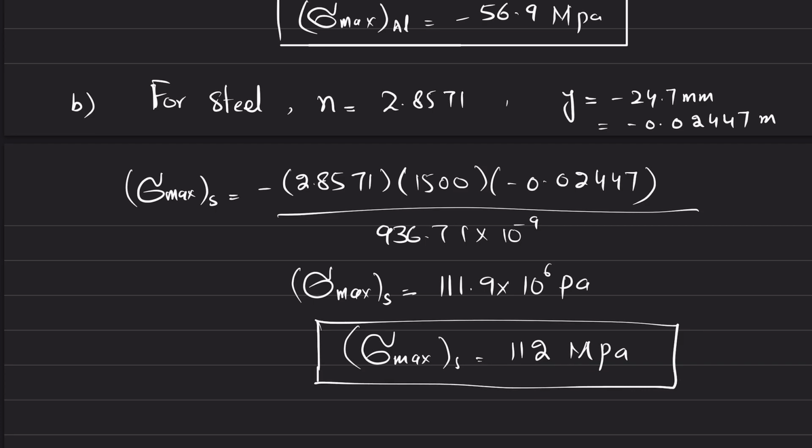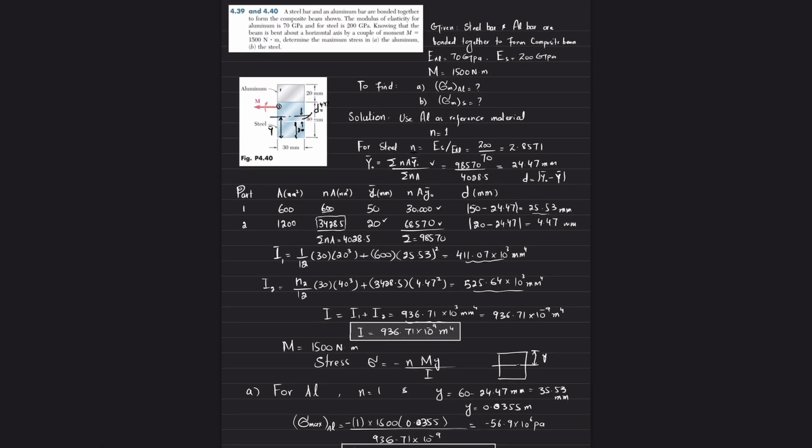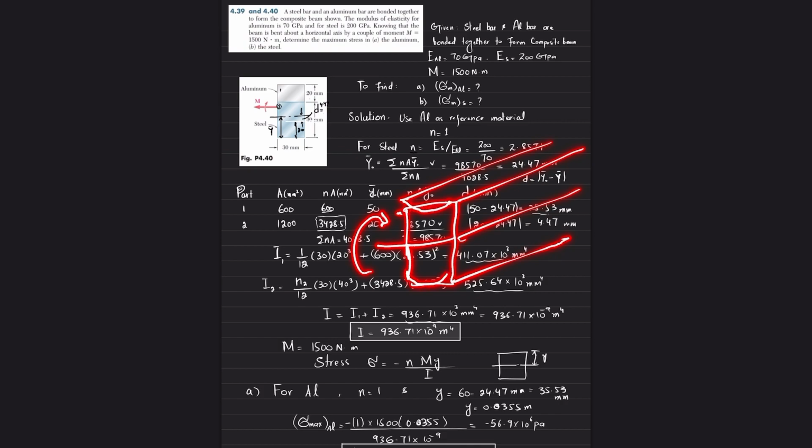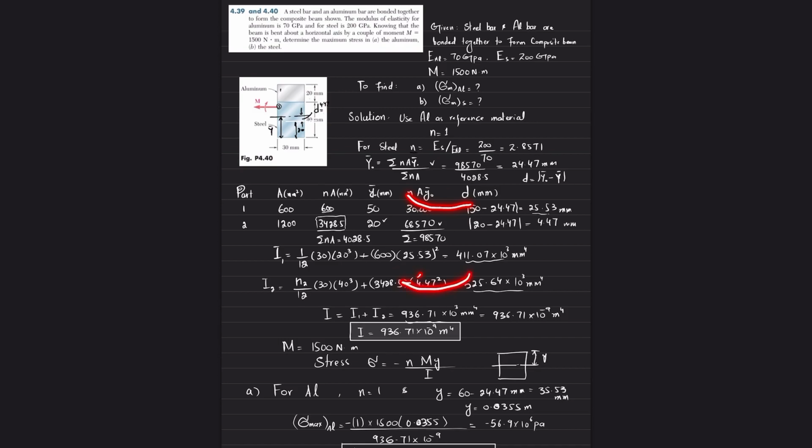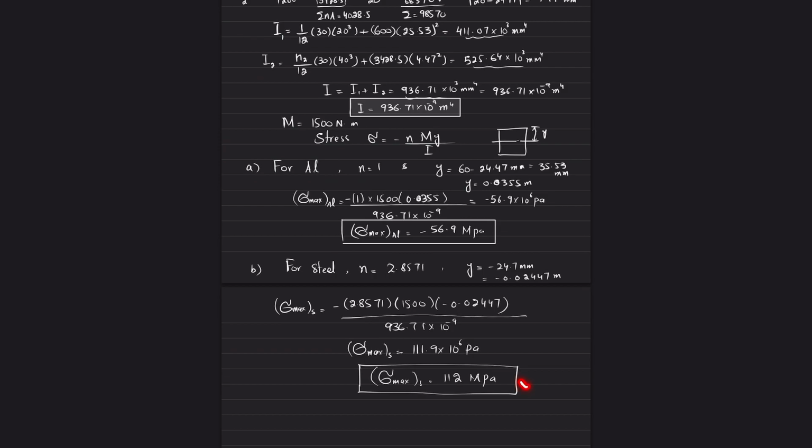So from that we get that if you draw the beam like this, in layers, and there is a moment, it means the upper portion will be in compression while the lower portion will be in tension. The beam will behave like this. This is the neutral axis. So the lower portion will be in tension and the stress in that will be 112 megapascal, while the upper portion will be in compression and it will be minus 56.9. Minus means this is in compression and plus means this is in tension.